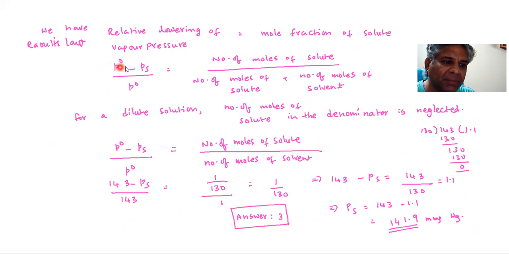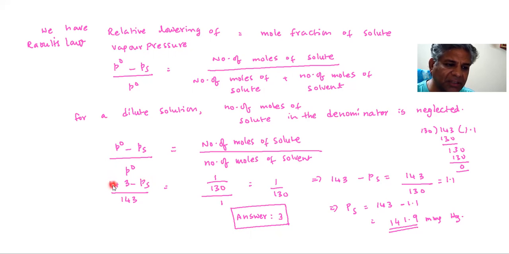So you know that (P0 minus Ps) by P0 is the relative lowering of vapor pressure. That is equal to the mole fraction of solute. What is the mole fraction of solute? Number of moles of solute by total number of moles, that is, number of moles of solute plus number of moles of solvent. Now in the case of a dilute solution, generally we neglect the number of moles of solute in the denominator. So it becomes number of moles of solute by number of moles of solvent.